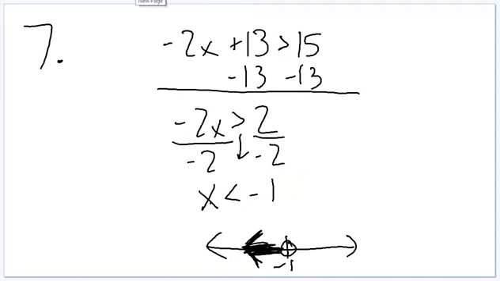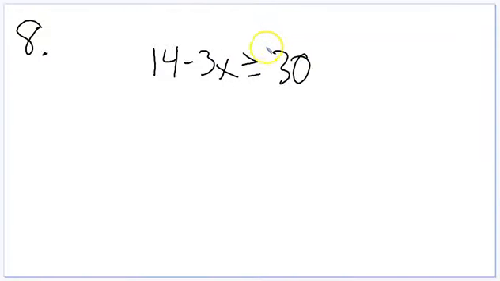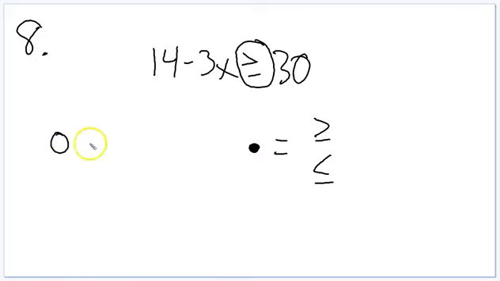Moving on. Number 8. Open or closed dot. 14 minus 3x is greater than or equal to 30. Class, all you're looking at is the sign for this kind of question, okay? So we know it's a closed dot because it's equal to, all right? Let's remember, closed dot equals greater than or equal to or less than or equal to. Open dot equals greater than or less than.